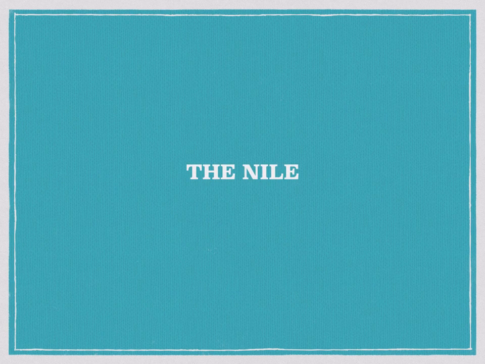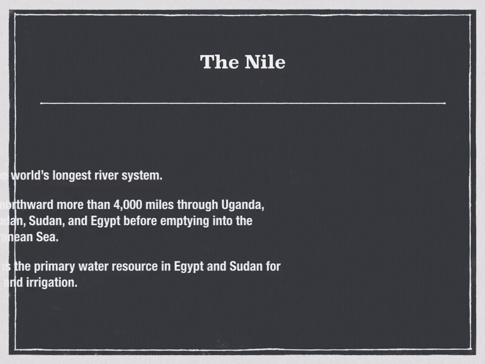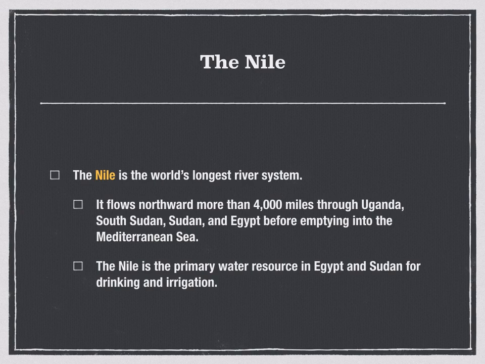The Nile. The Nile is the world's longest river system, running through the world's largest desert, the Sahara. The Nile flows northward more than 4,000 miles through Uganda, South Sudan, Sudan, and Egypt before it empties into the Mediterranean Sea. It's the primary water resource in Egypt and Sudan for drinking and irrigation.